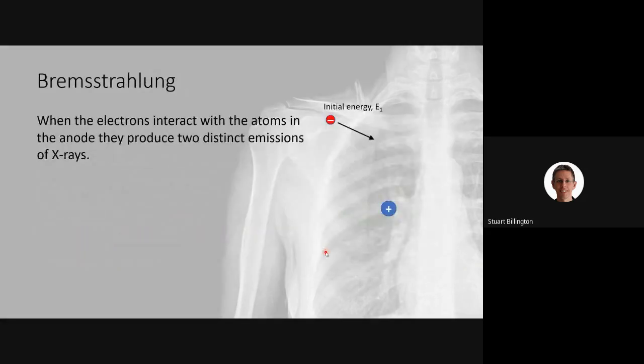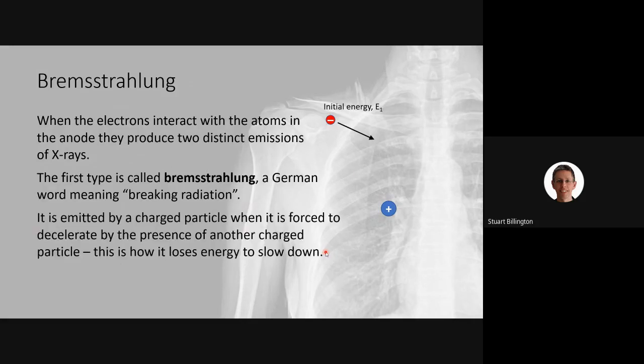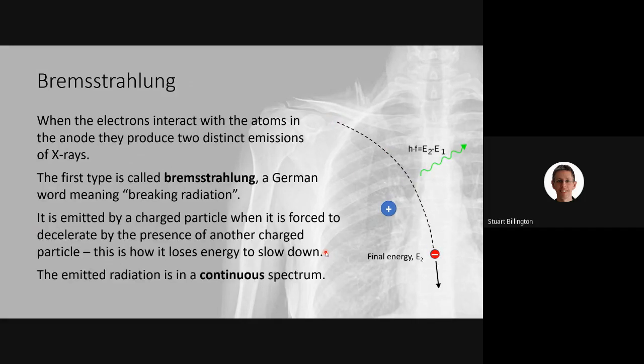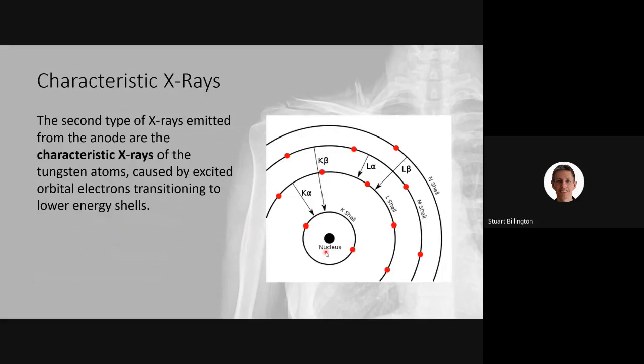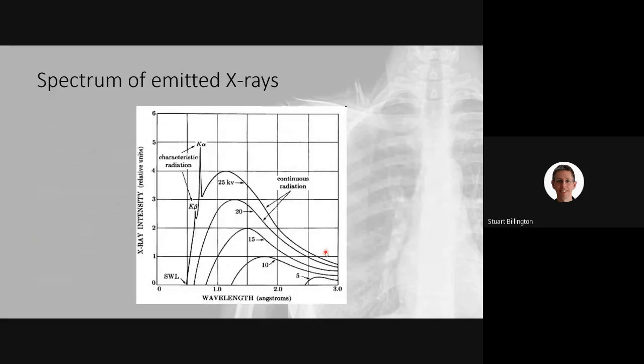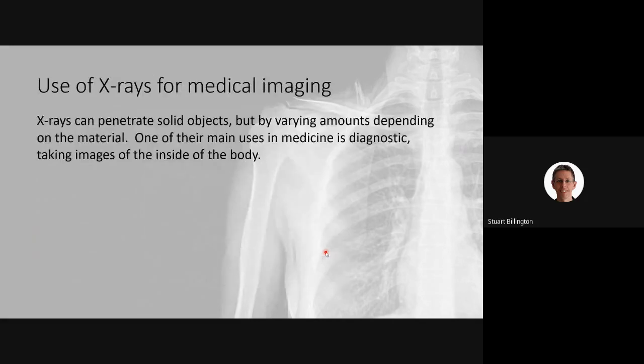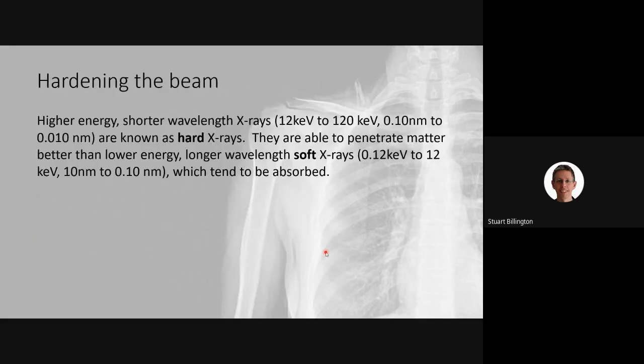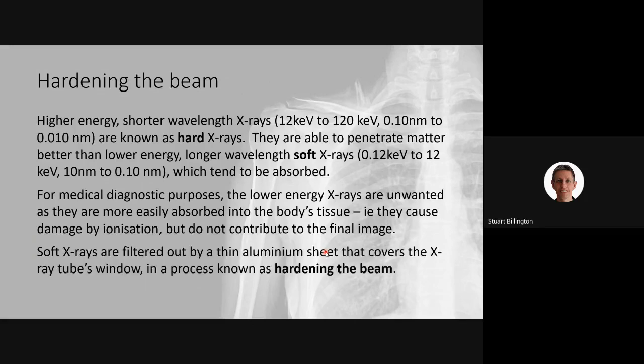But there are two methods of producing X-rays. Bremsstrahlung, which is a deceleration of electrons as it passes the nucleus, and that produces a continuous spectrum. And these characteristic X-rays as the electron beam interacts with the electrons of the tungsten, and that produces spikes that are characteristic to the electron orbitals in the tungsten atoms. And that finally, we only want the shorter wavelength X-rays that are produced by the machine. And so in a process called hardening the beam, we remove the soft X-rays.